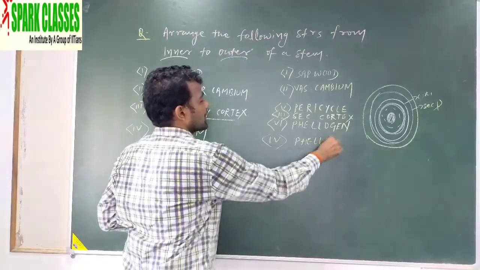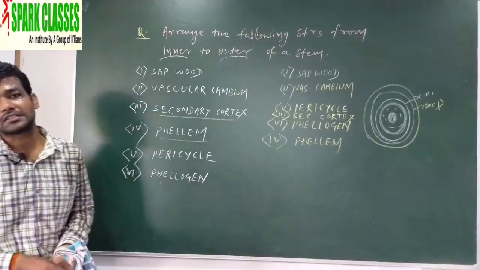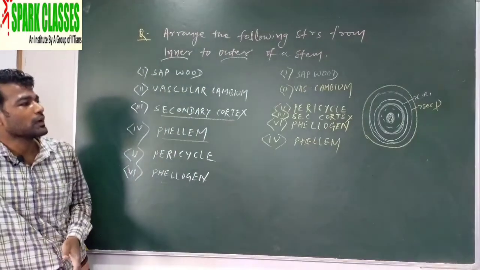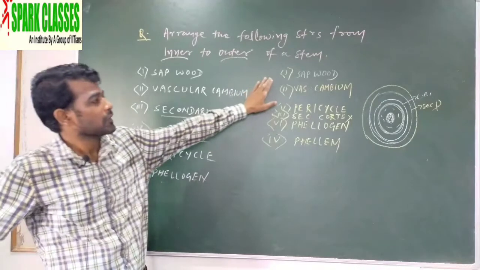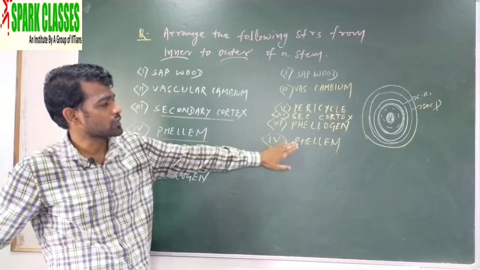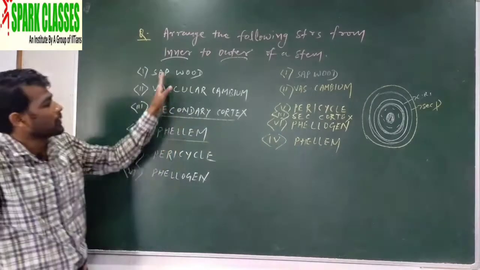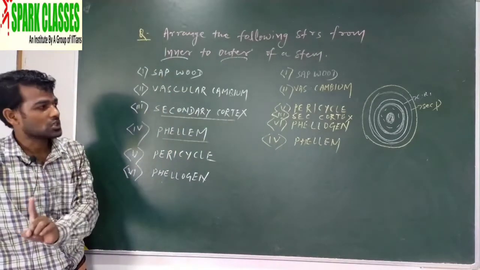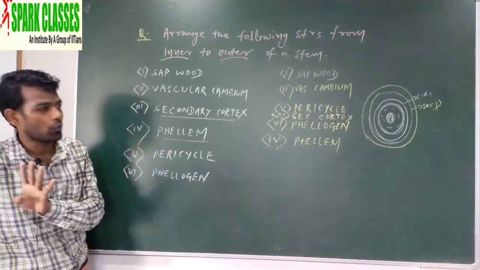This is the order, and this type of question is frequent in NEET. You have to remember: first is sapwood, vascular cambium, pericycle, secondary cortex, phellogen, phloem. No need to remember the question. Remember the concept. Six layers I had told you.